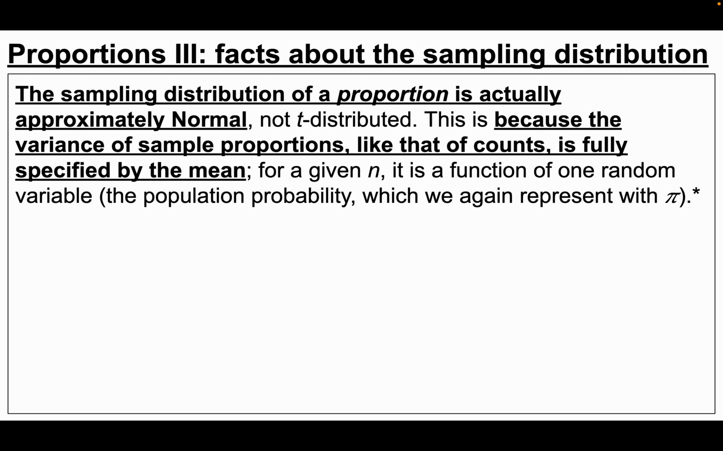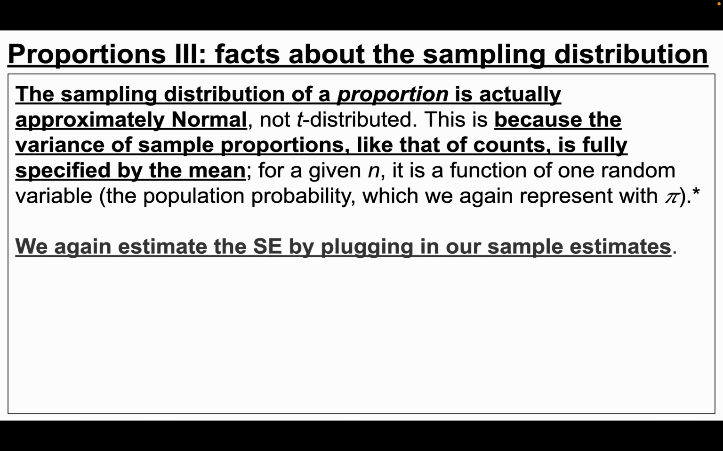So here's some facts about the sampling distribution that I kind of just said out loud and showed, but the sampling distribution of a proportion is actually normal. It's not t-distributed. That's because the variance of sample proportions, like that of counts, is fully specified by the mean. So for a given n, it's just a function of one random variable, the population probability, which is again represented with pi. So we don't actually have to worry about this ratio of random variables business that we have with sample means. There's only one random variable here. It's just the mean, instead of also the sample standard deviation. So that's good news.